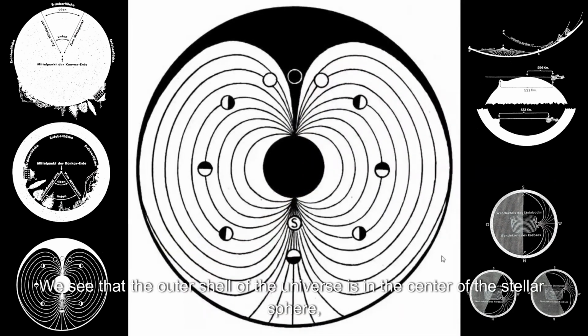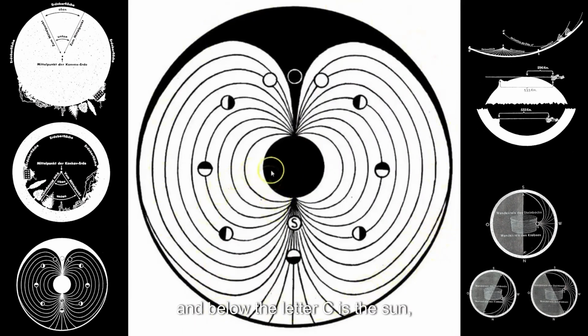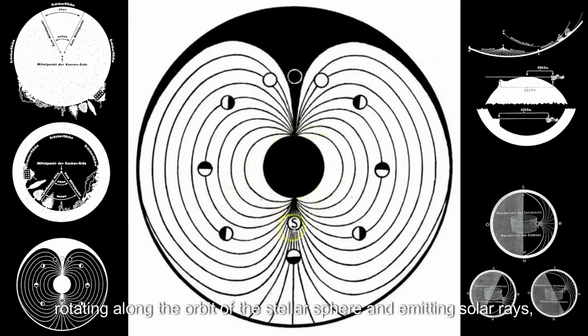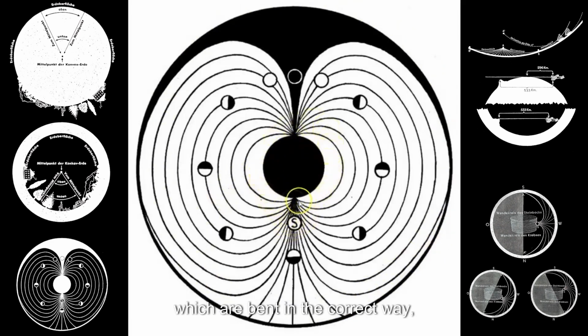In the same book, the author shows how the moon phase is formed in the cosmic sphere. We see that the outer shell of the universe is in the center of the stellar sphere, and below the letter C is the sun, rotating along the orbit of the stellar sphere and emitting solar rays, which are bent in the correct way, as shown by magnetic lines of force. Part of the light falls on the ground and part bypasses the cosmic sphere in the inner space on the opposite side of the light source, and the light converges and forms a funnel-shaped cavity.